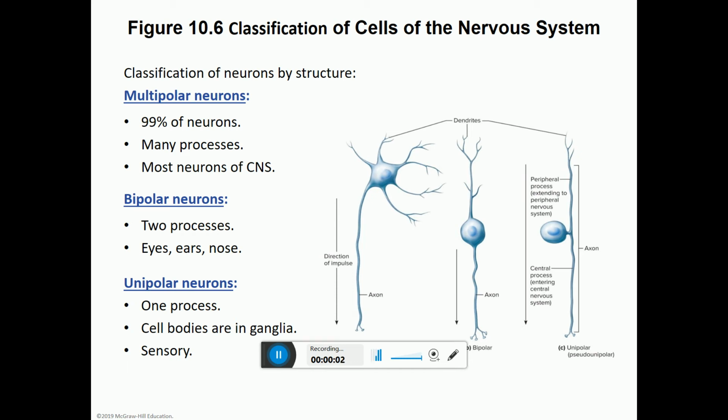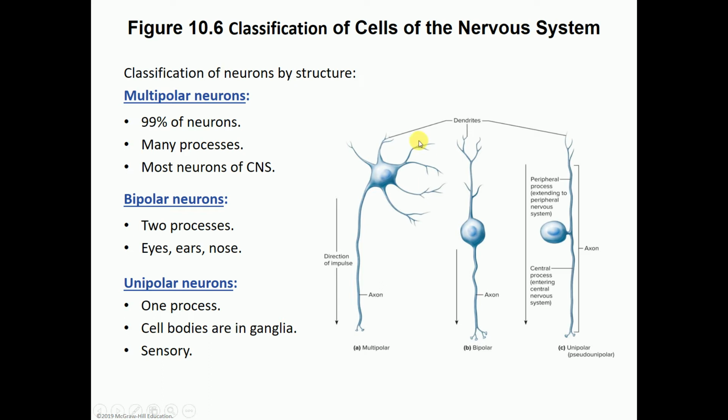Now, in this part of the chapter, we'll talk about the classification of the cells of the nervous system. Because there are different functions, remember we said we have a sensory function, motor, and integrative function. The nerves, we do have also 3 kinds of cells according to their structure. The first kind of cell that we talked about is the multipolar cell, and that makes about 99% of neurons. Those make up your motor neurons and integrative neurons.